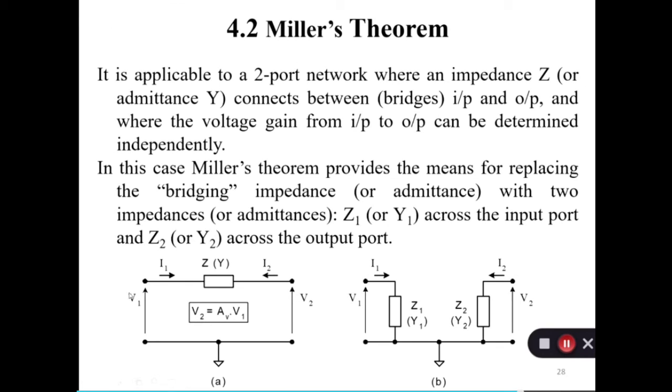This is the V1, I1, Z, I2, V2. See, it is not a function of Y. It says that Z means impedance or admittance. You can take any one, and also it depends on the question or when you are solving the numerical. It depends on those conditions. Now come to this circuit A.